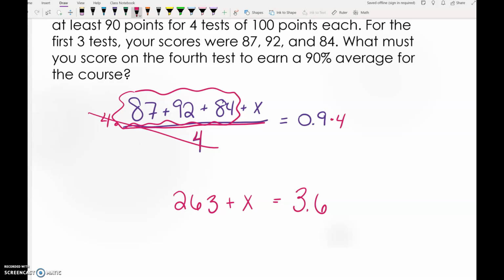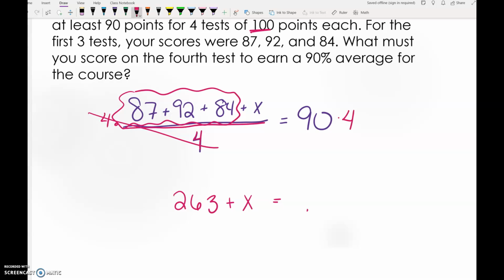Oh, wait. Anyone see what I did wrong? The 0.9, you'd want that. The tests are all 100 points, so when we find the average, this number right here would still be 90. You want a 90% average. To get a 90% average on a 100-point test, that would be a score of 90. My bad there.